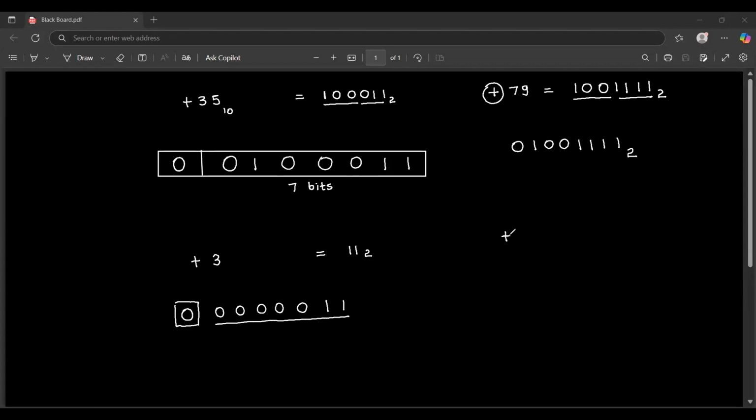Let's have plus 119 also. That will be equal to 64, 96, 112, 120. So we don't have 8. So the output will be, since this is positive 119, 0, 1, 1, 1, 0, 1, 1, 1. You can't put 2 here because this is not binary. This is sign magnitude representation, which uses binary. So you can't put 2 there.